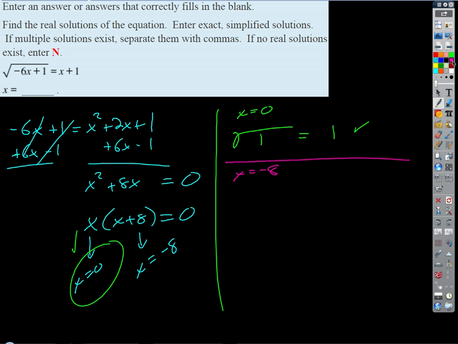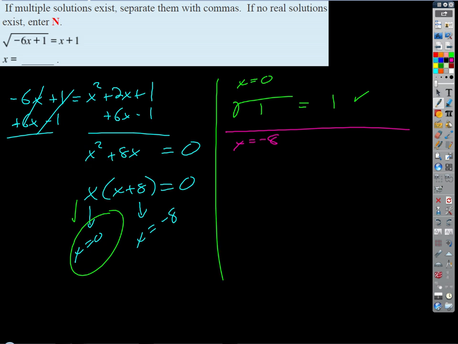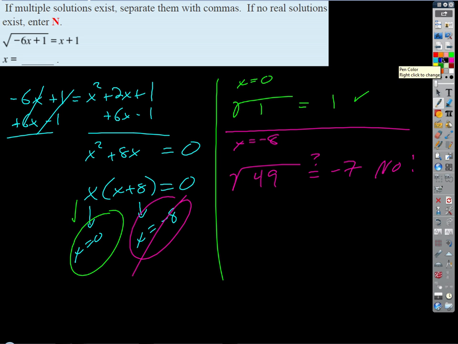If we plug these in, we can still show pretty easily that we're going to get different stuff on the left and the right. On the left, we end up with the square root of -6 times -8, which is positive 48, plus 1, so the square root of 49. Is that equal to -8 plus 1, which is -7? No, it's not. And so -8 is not a valid solution. It would be wrong to include that solution. So our only valid solution is x = 0.